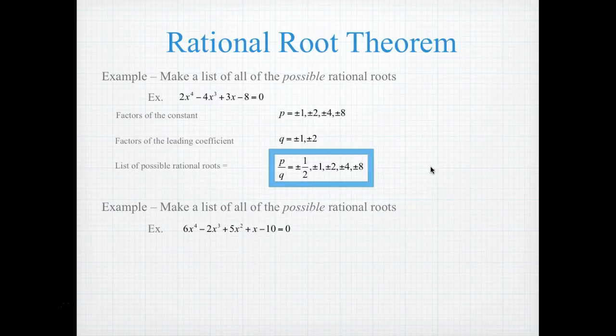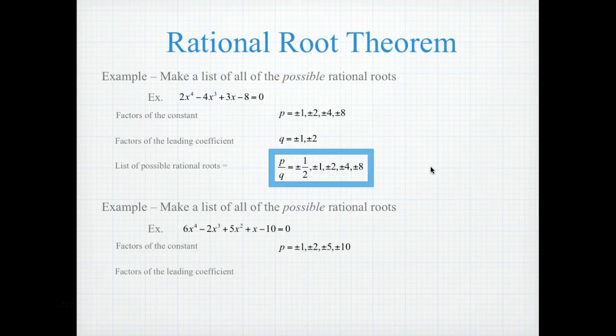The next example, we're going to follow the same process. The equation we're given is 6x^4 - 2x^3 + 5x^2 + x - 10. We start by taking the factors of the constant. The constant in this equation is -10. So all the numbers that evenly divide -10 include ±1, ±2, ±5, and ±10.